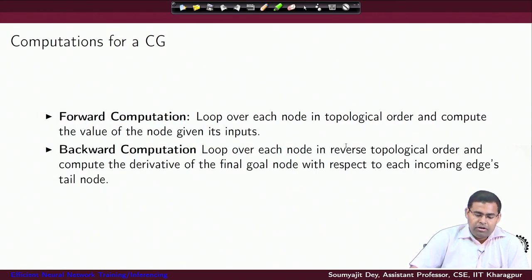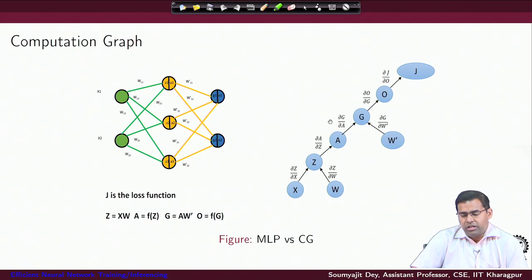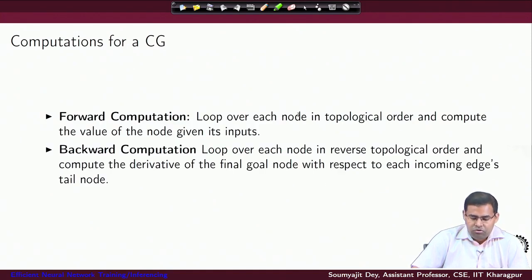So, what happens in the forward computation for the computational graph? It simply loops over each node in the topological order and computes the value of the node given its inputs. As we know, the topological order is nothing but a linear representation of the node ordering of a directed acyclic graph, right. Essentially I can compute a topological order for any such graph, where a node which is dependent on some previous node will come later in the order, right. So, following the topological order, I can simply loop over the graph and compute the corresponding outputs.